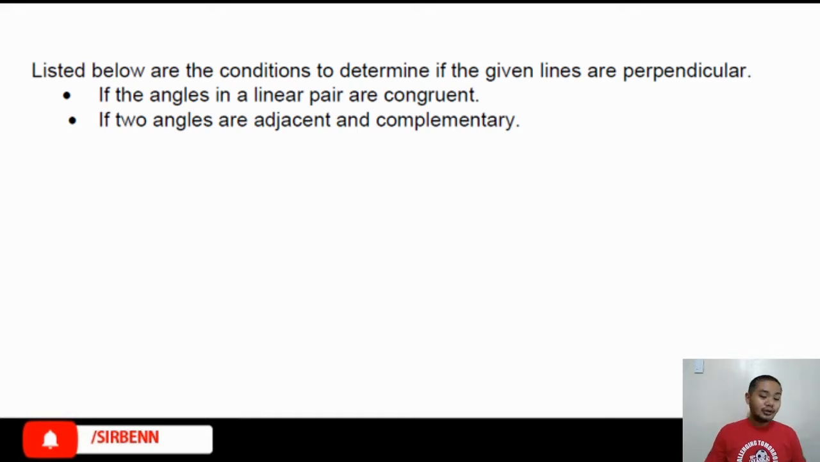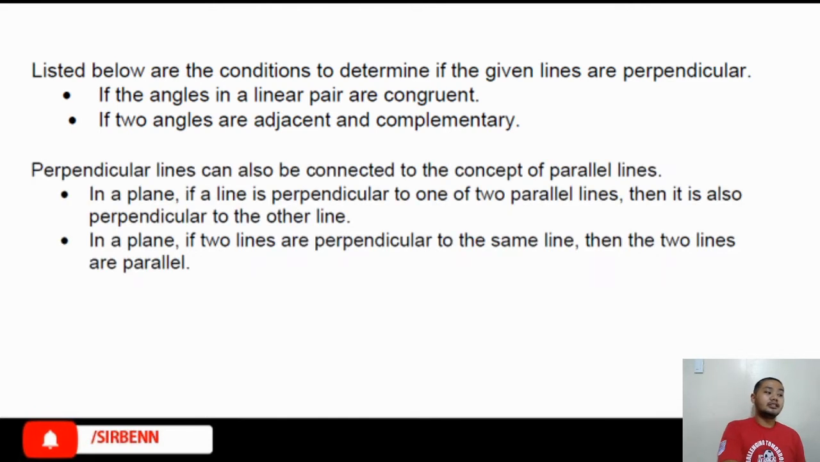Okay? So next, pwede rin naman natin i-connect yung concept ng parallel lines sa perpendicular lines. So una, in a plane, if a line is perpendicular to one of the two parallel lines, then it is also perpendicular to the other line. So may dalawang lines tayo, may parallel lines tayo. Kung yung third line, magiging perpendicular siya sa first line, therefore yung third line na yon magiging perpendicular din siya sa second line. Yun yung sinasabi ng una dito.